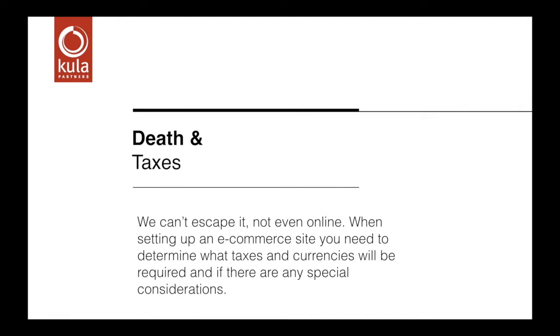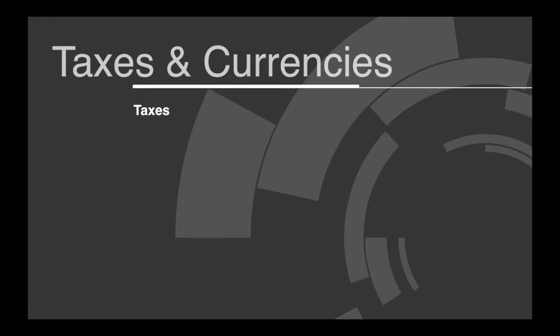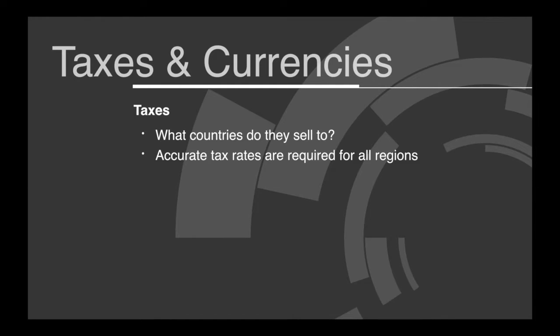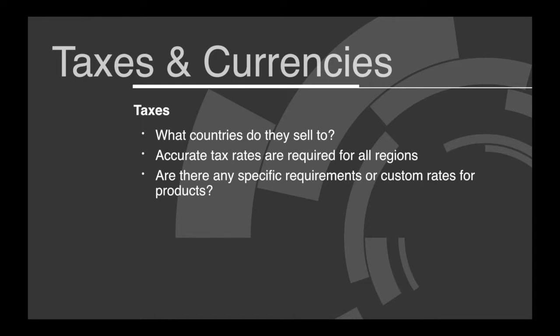Taxes are something we can't get away from, so we need to really consider what taxes are required, if there's any currencies that are required, and if there's any special considerations that go along with those. So taxes, you have to think about what countries they sell to. You need to know the accurate tax rates for the region. And are there any specific requirements or custom rates? For example, here books are taxed at a lower rate. There's also some products that are excluded from taxes, or there's bottle deposits that have flat rates.